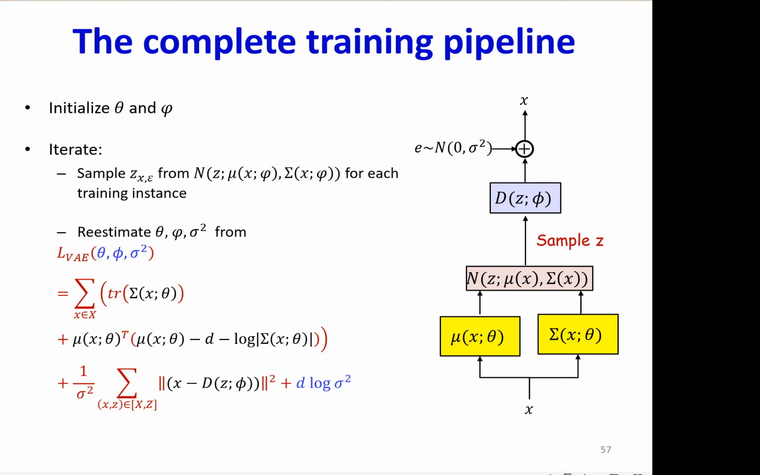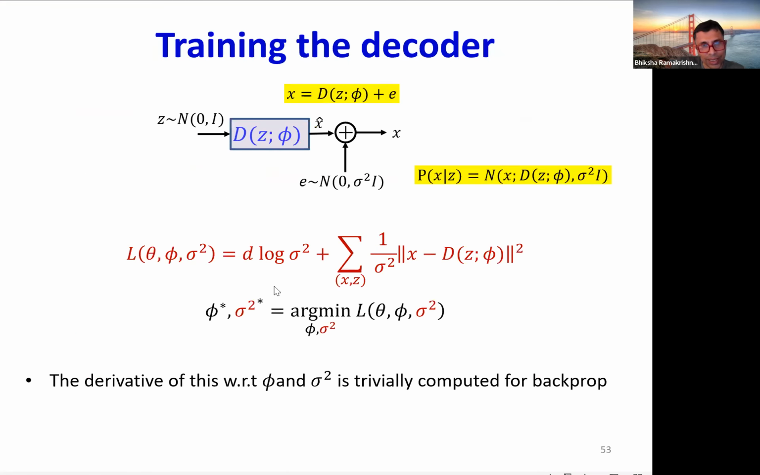So what is the d log sigma squared doing there? The last one in the blue? Remember, that is this guy. When I compute the likelihood, p of x given z is a Gaussian with variance sigma squared I. And so the log of the Gaussian always gives you the d over 2 log sigma squared. Actually, there was a mistake.